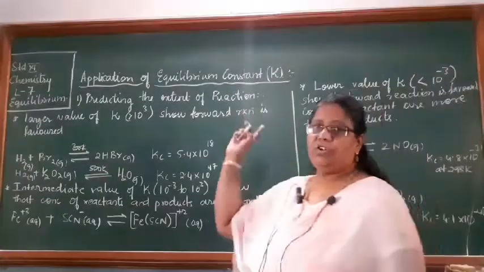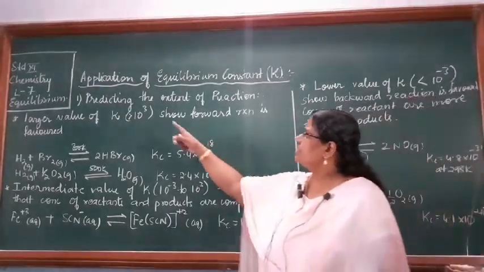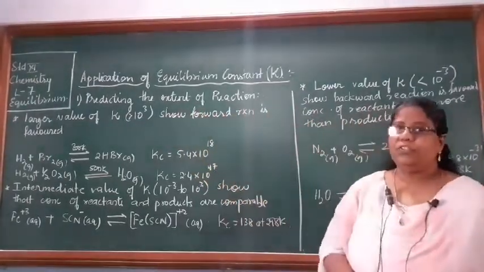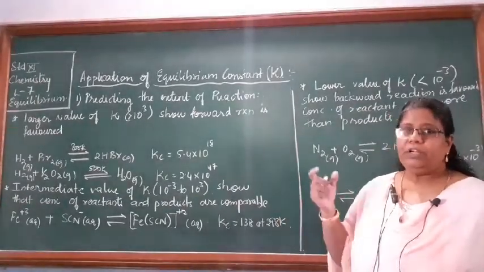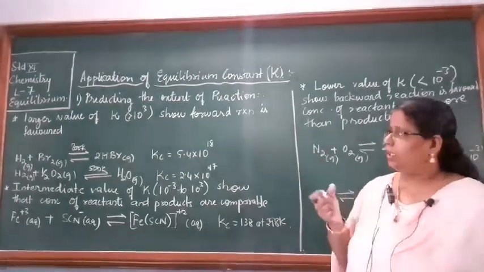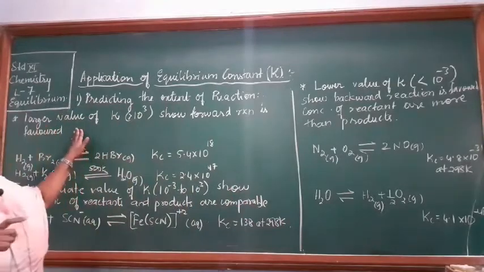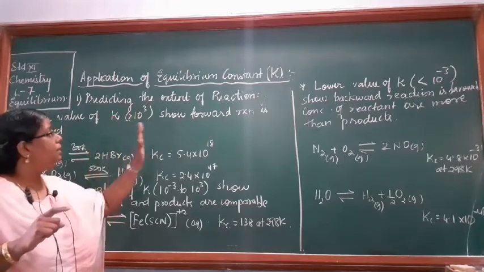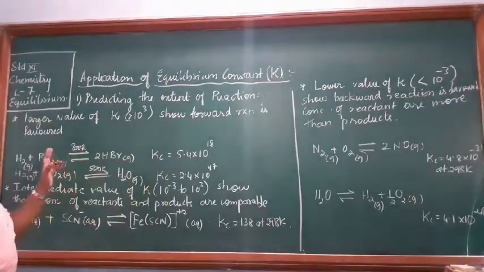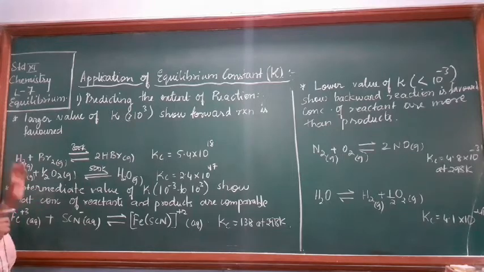Coming to application of equilibrium constant K. Its first application we will discuss is to predict the extent of reaction, how much the reaction has been completed. We come to know by looking at the value of K. So what do we see? The larger the value of K, if it is very large, that is greater than 10 to the power 3, it shows that the forward reaction is favored, and therefore the concentration of product will be much larger than the concentration of the reactant.